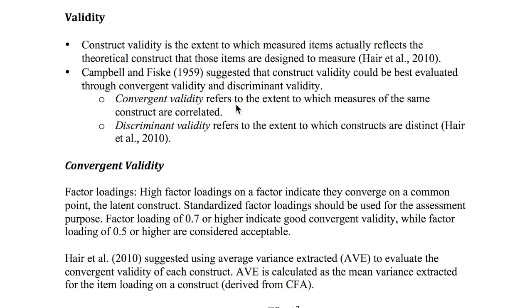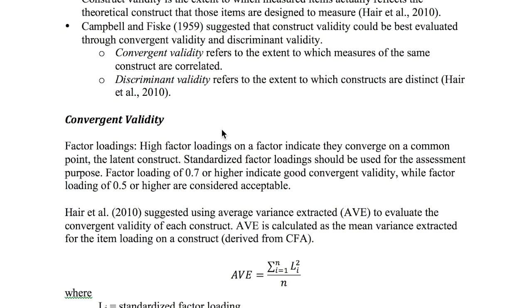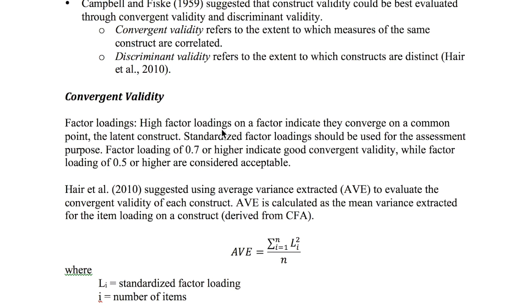Convergent validity refers to the extent to which measures of the same construct are correlated. In other words, it provides empirical evidence that items that are indicators of a specific construct should converge or share a high proportion of variance in common. Discriminant validity refers to the extent to which constructs are distinct. That means discriminant validity provides empirical evidence that a construct is unique and captures some phenomena that other constructs do not. There are several ways to evaluate convergent validity.